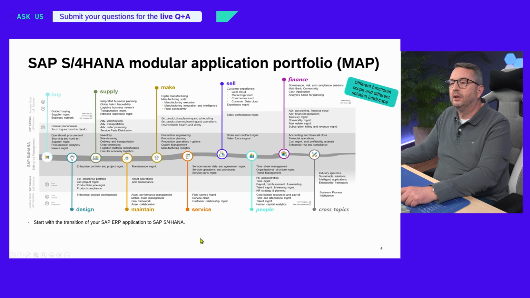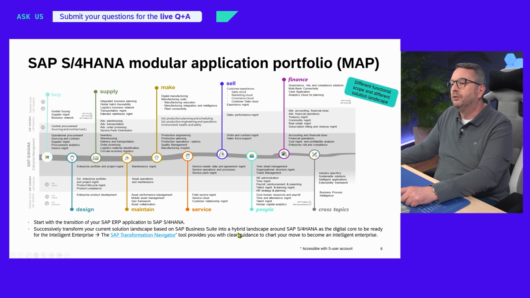Which leads you to the fact that when you plan your transformation to SAP S/4HANA and your SAP S/4HANA based solution landscape, you should always start with the transition of the classical ERP application to SAP S/4HANA, then successfully transform your current solution landscape based on the Business Suite 7 into a landscape around SAP S/4HANA, very likely a hybrid landscape with SAP S/4HANA as a digital core. And the SAP Transformation Navigator tool provides you assistance and guidance on how you can map your business into this new system landscape. And as a result of this roadmap, you can then migrate data and processes between the systems.